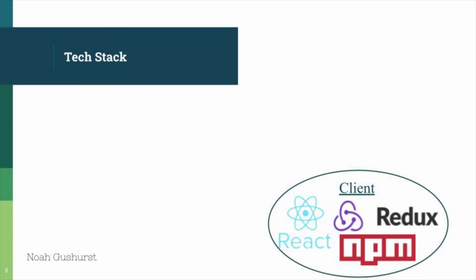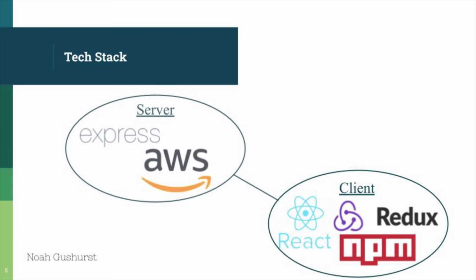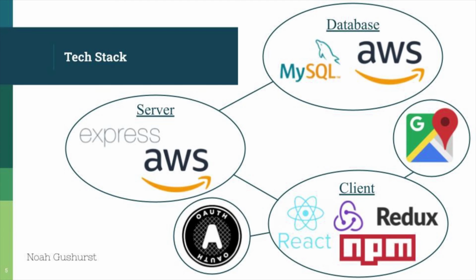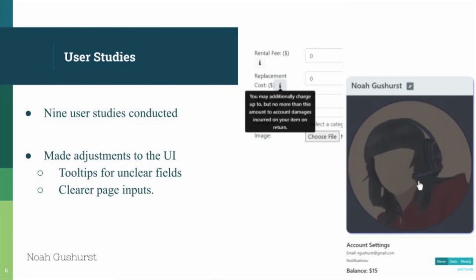Our project has been built using a three-tiered architecture. First, we have the client built using React, Redux, and various other packages from the Node Package Manager. Next, our server operates using Express and is hosted on Amazon Web Services. Lastly, we have a database built with SQL Server, which is also hosted with AWS. Beyond that, we've additionally incorporated OAuth for user authentication and security, and the Google Maps API to help visualize the rental options. Over the course of development, we've had 9 prospective users give feedback on our application.